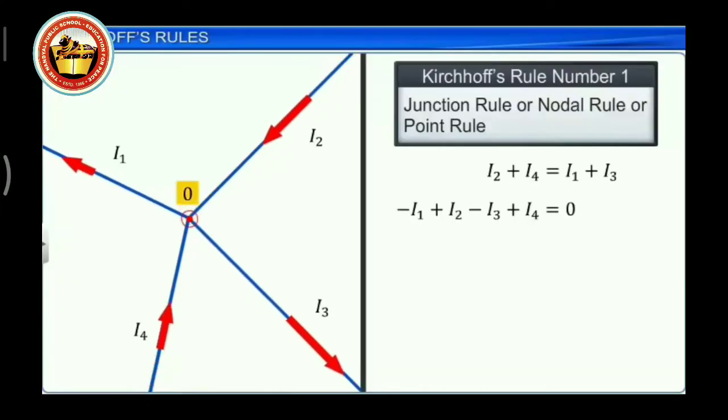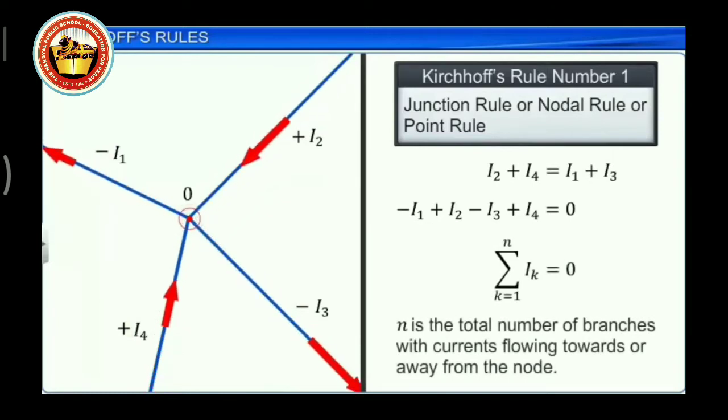Kirchhoff rule number 1, junction rule. This law states that the algebraic sum of the currents meeting at a point in an electrical circuit is always zero. The current entering is positive, the current leaving is negative. That's why, entering positive, leaving negative, the algebraic sum is equal to 0.